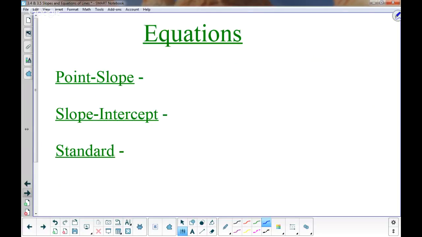All right, so now we go to our equations. We have three basic equations, if you remember from Algebra 1, of how to write a line. The first one is point slope. And if you remember, point slope means we have a point on the line and some slope. What we want to do with that is y minus y1 equals m times x minus x1, where x1 and y1 is my point, and of course m is my slope. And we never plug anything in for x or y.